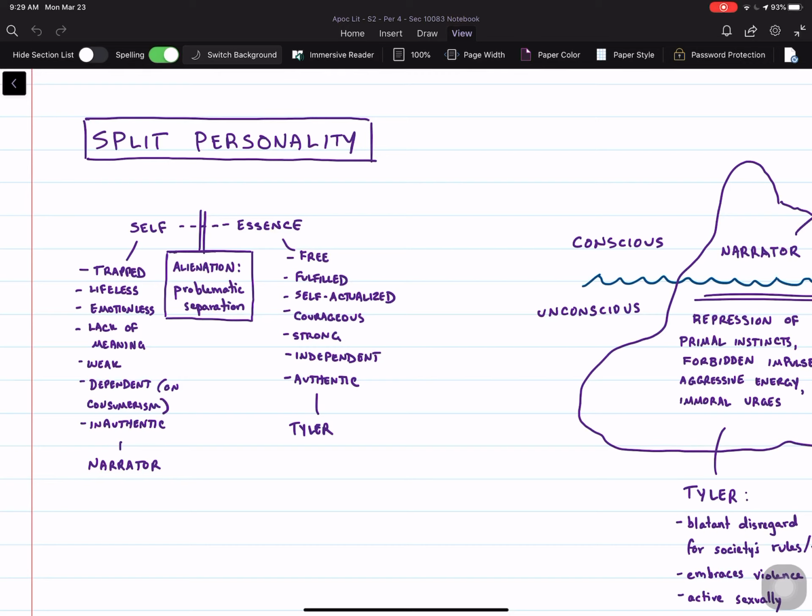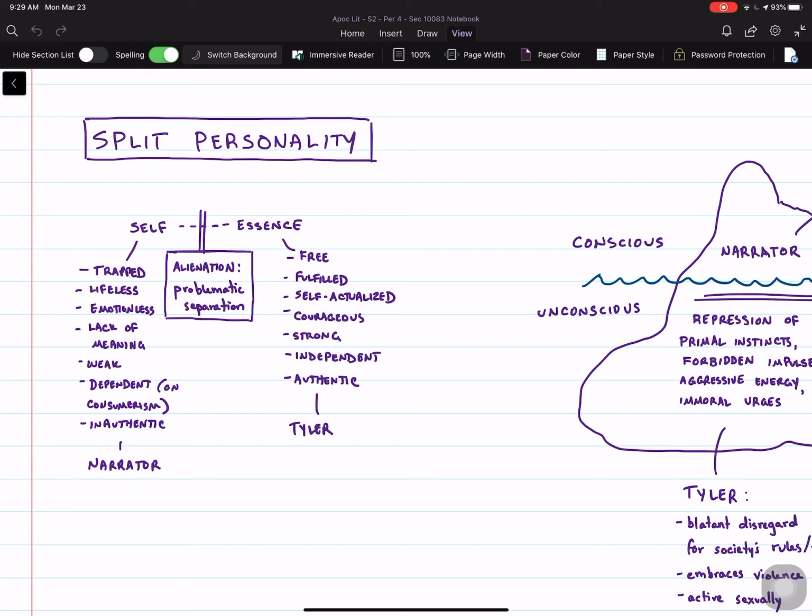we can see here that on the left-hand side, the narrator represents that fractured self that is alienated from the essence, right? The self that is trapped, lifeless, emotionless. It seems to have no deeper meaning. He is weak. He is dependent on things like consumerism and the support groups. And most importantly, he feels inauthentic.